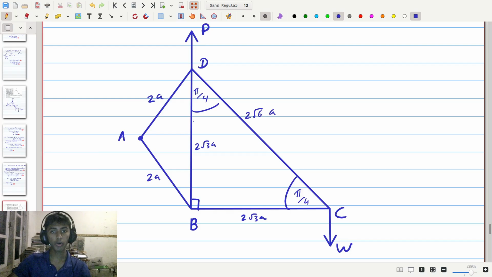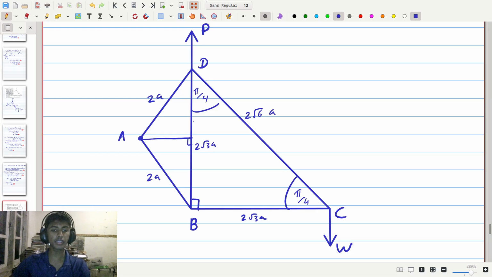Now furthermore, looking at the triangle on the left, the ABD triangle, we can see we have 2a here, 2a here and 2 root 3 a here. So therefore, this triangle is isosceles. Whatever angle we have down here, we also have over here. Now considering the angles, if we just divide the entire triangle here in half like this, we can see that this length is going to be root 3 a and this length is also going to be root 3 a, and the angle here is 90 degrees.